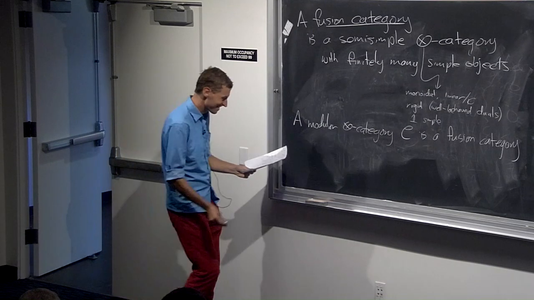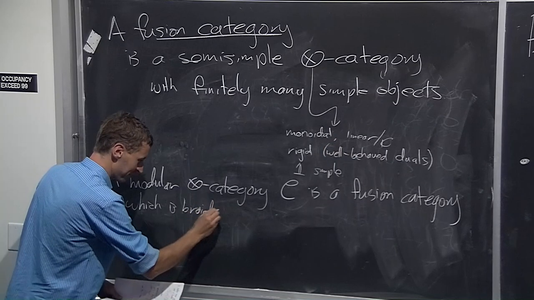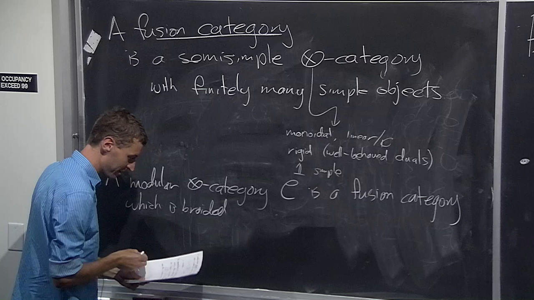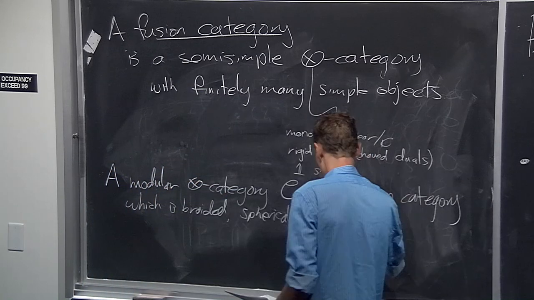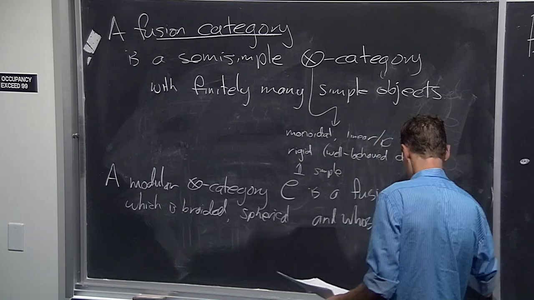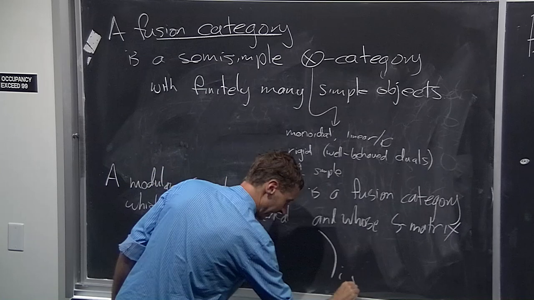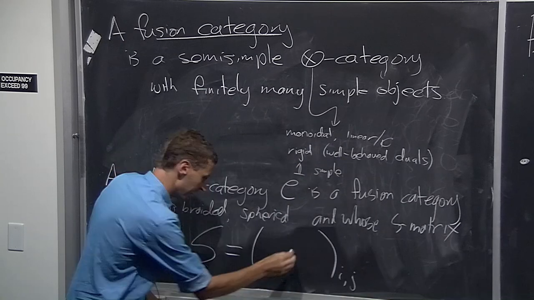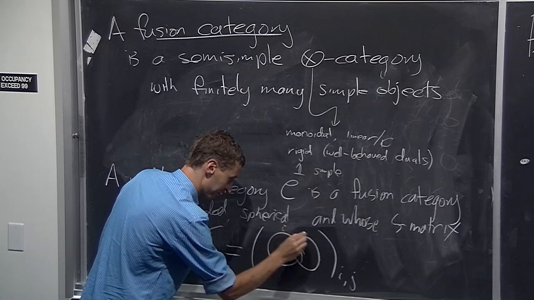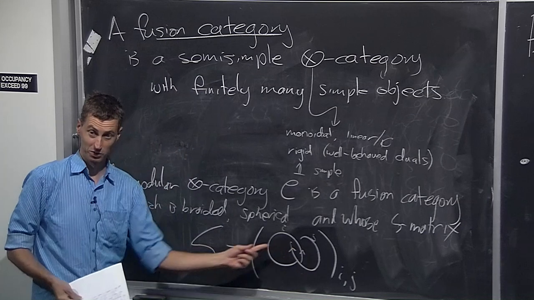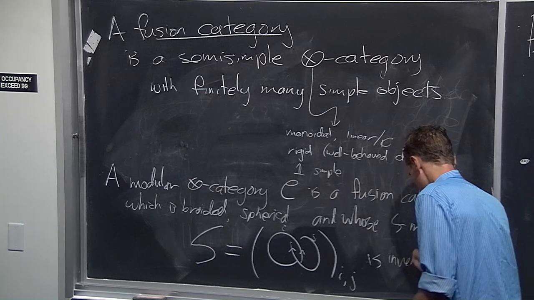Okay, so a modular tensor category is a fusion category which is braided, in the sense we just talked about a moment ago, spherical, which I'm just going to pass over without saying anything about, and whose S matrix, S, is this matrix indexed by objects I and J, the simple objects in the category. And as was said yesterday, I think, the entries of the S matrix are just the values of the Hopf link labeled by those two simple objects. And this matrix has to be invertible.